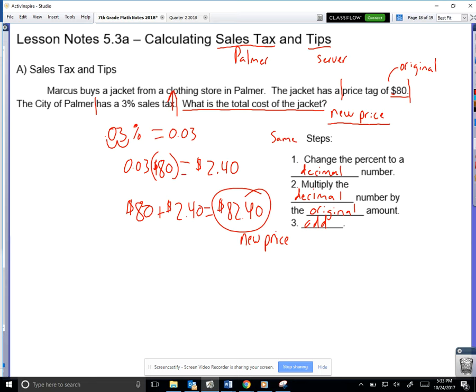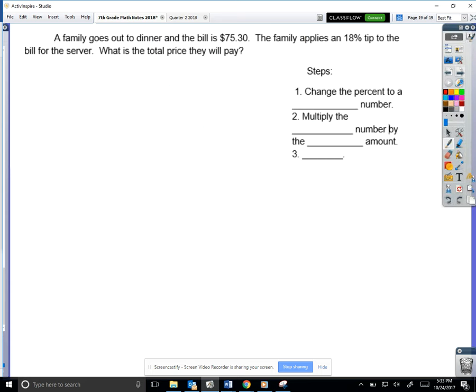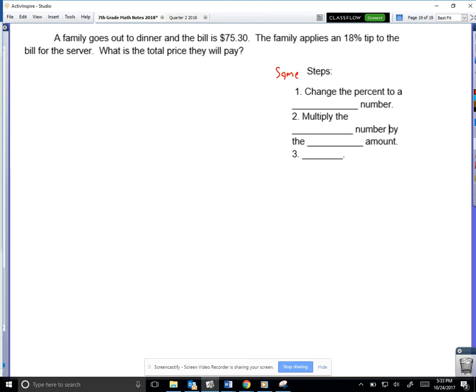Now let's take a look at how we're going to calculate some tips. All right, and I got some good news for you too. These tips are going to be the same steps that we have been using. Okay, so let's take a look at this situation here. A family goes out to dinner and the bill is $75.30. The family applies an 18% tip to the bill for the server. What is the total price they will pay? Okay, so that's what we're trying to find, the new price that they will need to pay for their bill after this 18% tip.